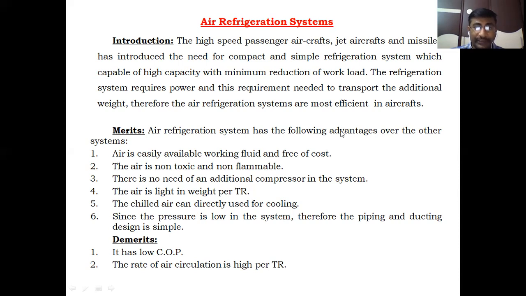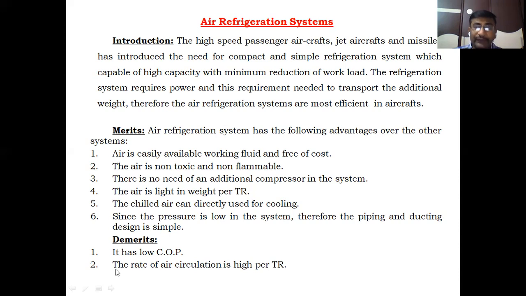That's why we are using the Bell-Coleman cycle in air refrigeration systems, also called aircraft refrigeration systems. And there are demerits also: air refrigeration cycle has a low COP. Already we studied in the air refrigeration cycles, approximately COP near to 1 or less than 1 we got in the problems. That's why it has a low COP.